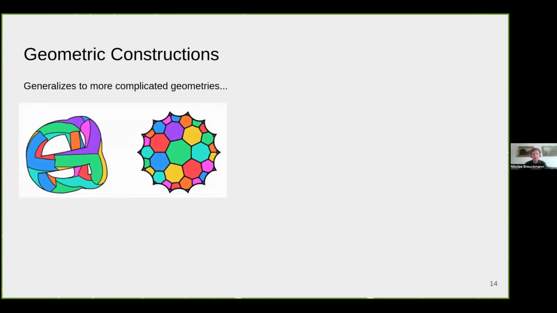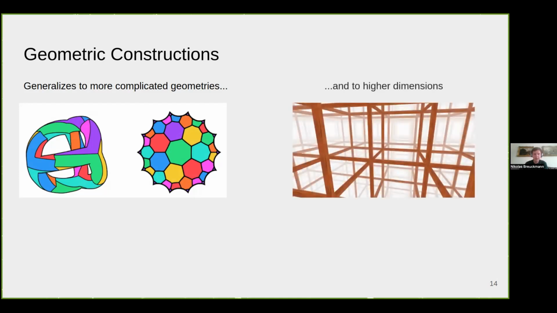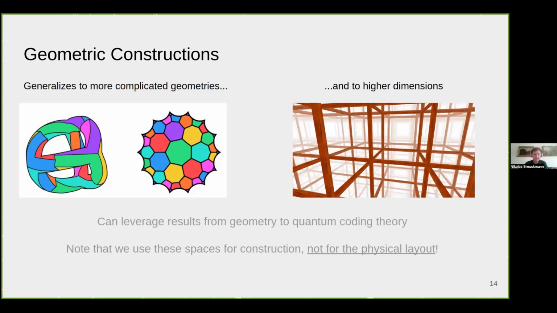Okay, but this immediately generalizes to much more complicated geometries. So there's nothing special about the torus. I can take any surface and not only triangulate but tessellate it, using a tessellation or cellulation. And this also works in high dimensions immediately. So I can immediately take arbitrary triangulable manifolds, and I can assign a quantum code to them.